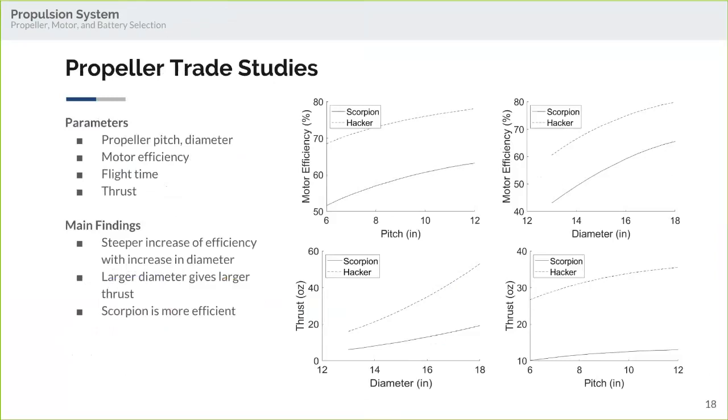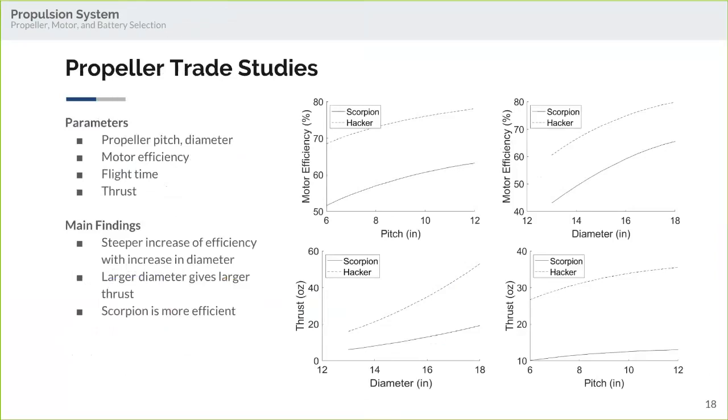So when we started looking into the propeller, we took into account the propeller pitch, the diameter, our motor efficiency, our flight time, as well as our thrust. Based off these graphs, our main findings were that there was a steeper increase of efficiency with an increased diameter, and the larger diameter gave a larger thrust.